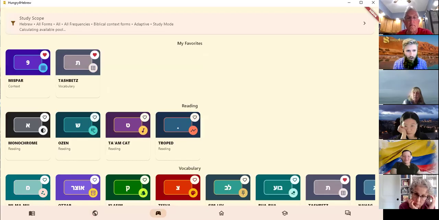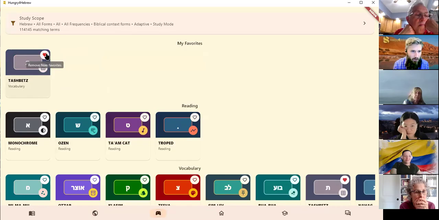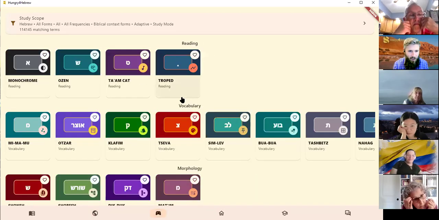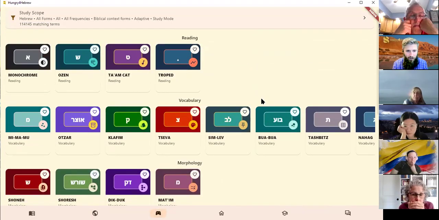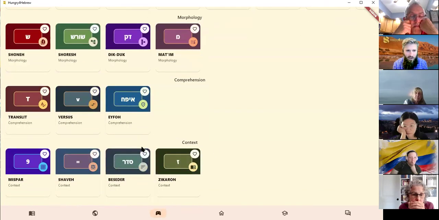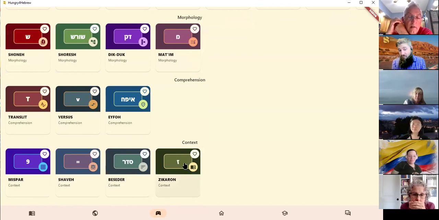What I've been working on most immediately is the game section. You can press a heart on any of these and it jumps up to your favorite games here. I have 22 different games so far that work on reading, vocabulary, morphology, comprehension. And then some of these I call context games, which really I need to come up with a better word. They're just kind of like, just to have fun. We've got a game called Zikaron. If you want to memorize scripture, that's exactly what it's for. And you can memorize it in Hebrew, Aramaic, Greek, or English.